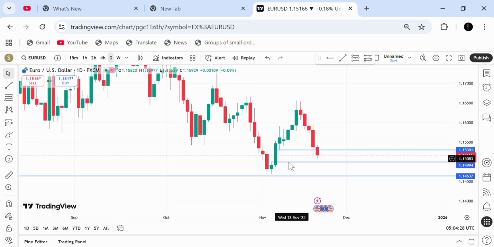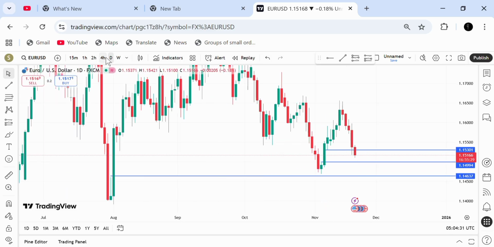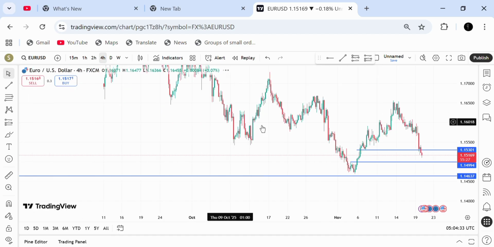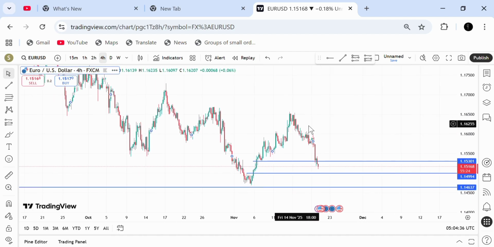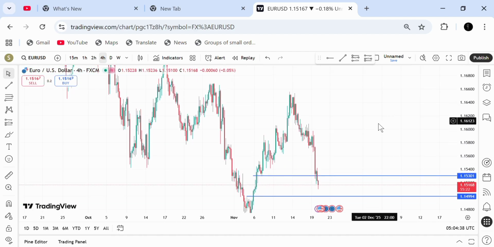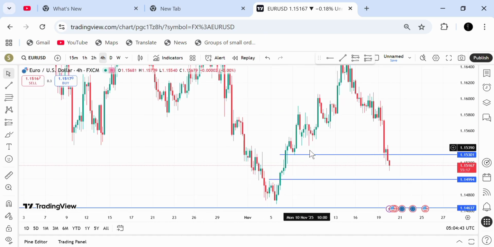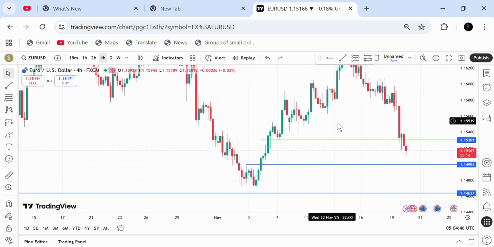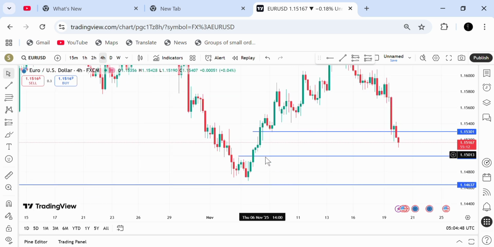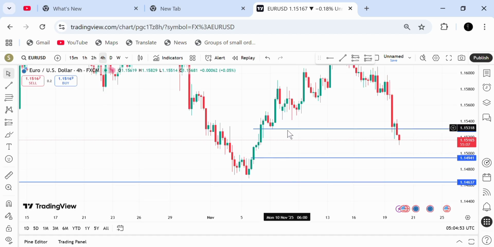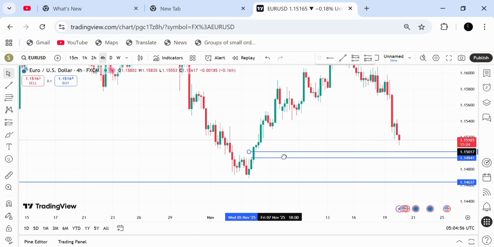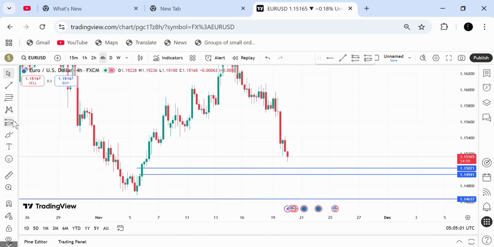So what we need to do now, after marking a fair value gap, is go down to our 4-hour time frame to see a clear picture of it. In our 4-hour time frame, we are still bearish. We are still going down, down, down. You can see a 4-hour time frame fair value gap over here. This is a 4-hour time frame fair value gap, and also another fair value gap over here.